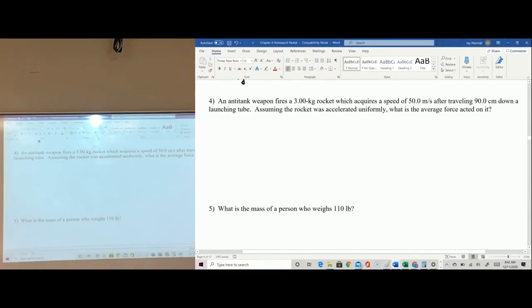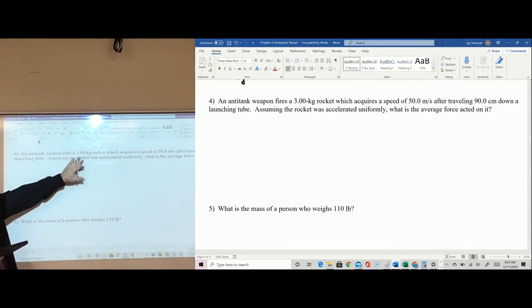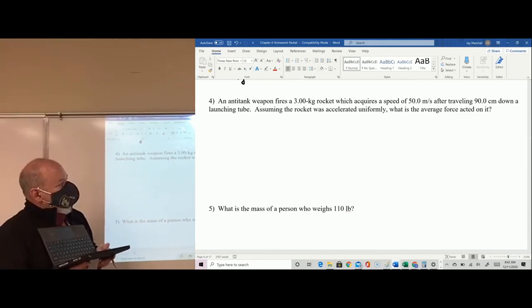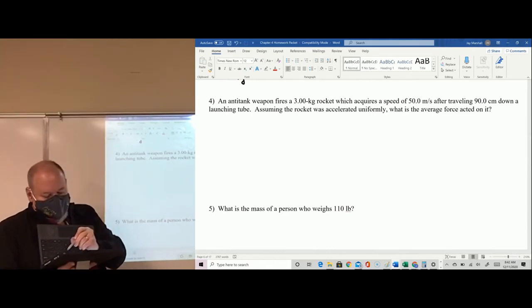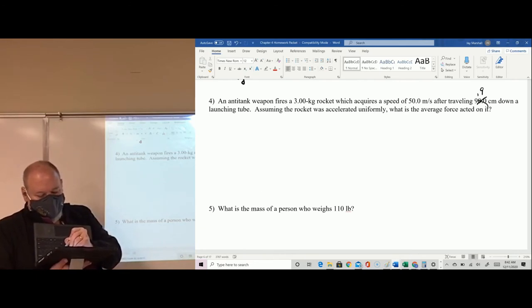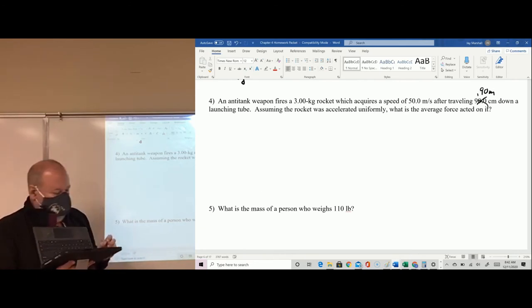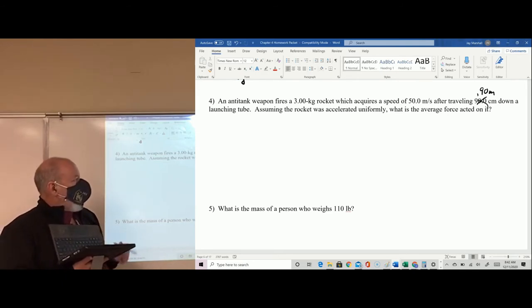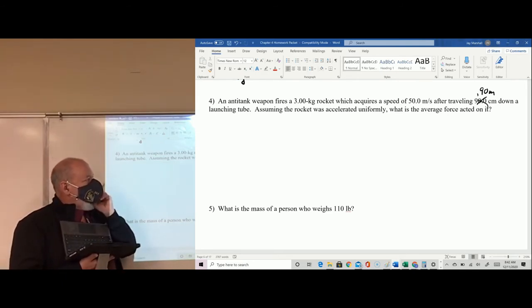Okay. Here's one that's a little bit more interesting, and I'll see if you can figure this one out. An anti-tank weapon fires a 3-kilogram rocket which acquires a speed of 50 meters per second after traveling 90 centimeters, and anytime I see centimeters, I immediately convert that to meters, down a launching tube. Assuming the rocket was accelerated uniformly, what is the force acting on it?